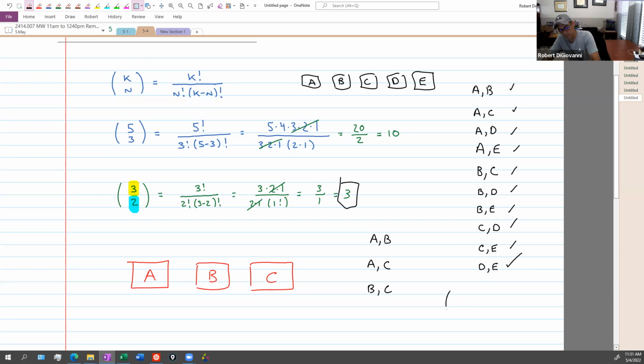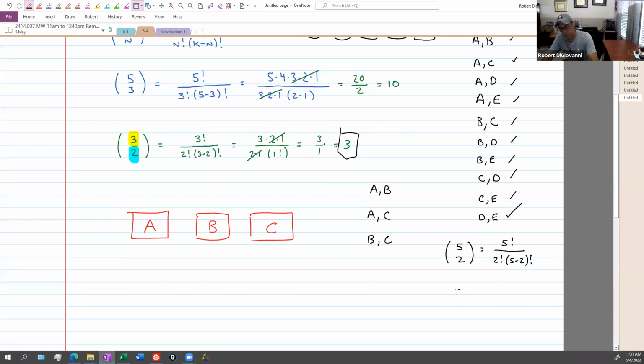But this is what 5 choose 2 should be. Let's check it. 5 factorial over 2 factorial, and then we do 5 minus 2 factorial. So this is 5 times 4 times 3 times 2 times 1 over 2 times 1 times, let's see, 5 minus 2 is 3, 3 times 2 times 1. I'll cancel those. And I still get 20 over 2. It's 10.